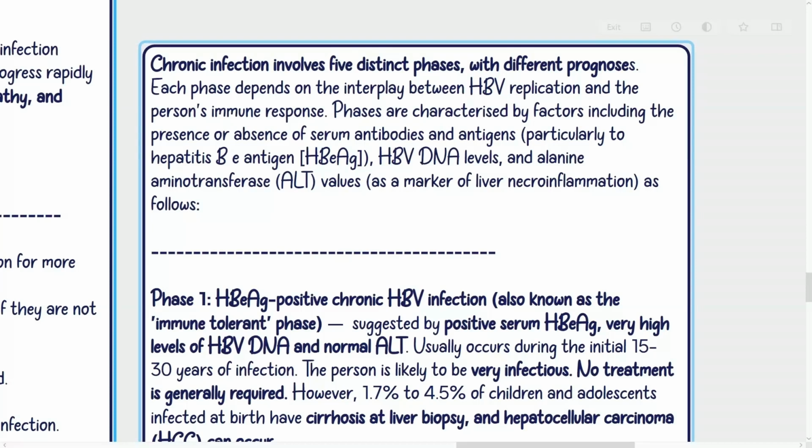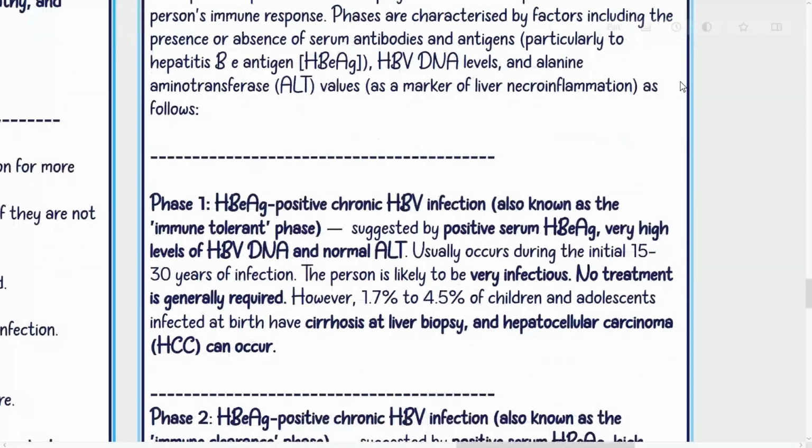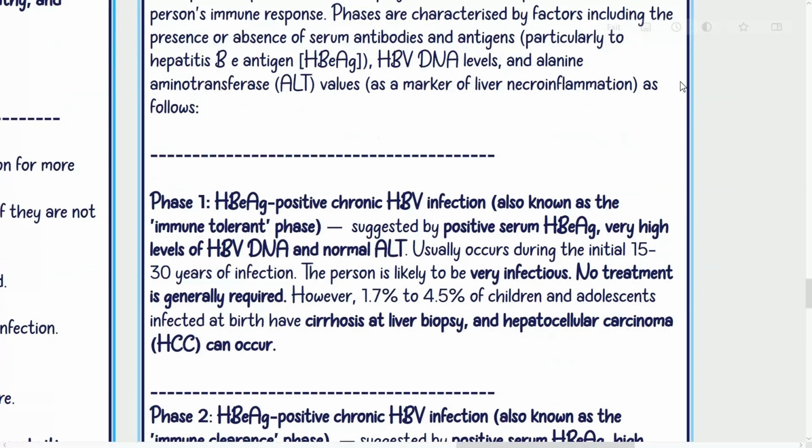Chronic infection involves 5 distinct phases, with different prognoses. Each phase depends on the interplay between HBV replication and the person's immune response. Phases are characterized by factors including the presence or absence of serum antibodies and antigens, particularly to hepatitis B e antigen, HBV DNA levels, and alanine aminotransferase, ALT values, as a marker of liver necroinflammation, as follows.